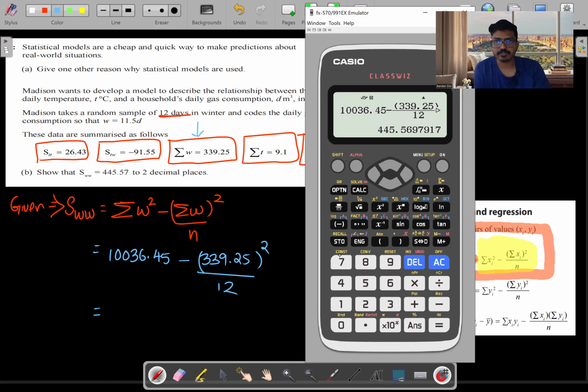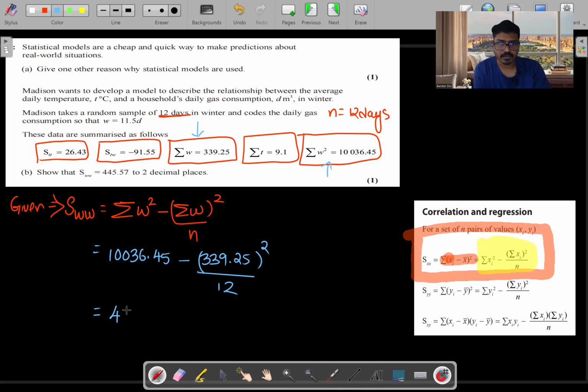So that will give you 445.57 due to significant figures. So this will be the answer for our part B. I hope it is very clear. So now let's move on to part C.